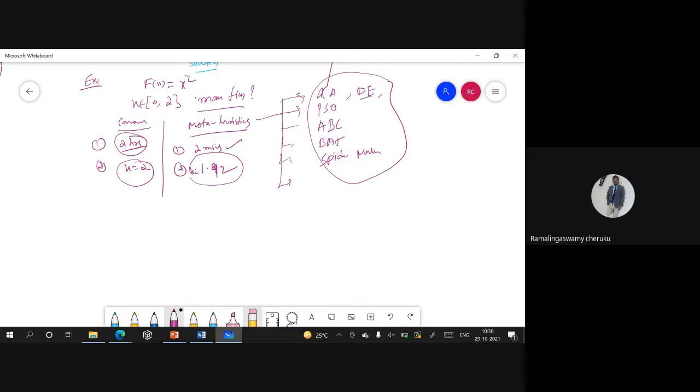So they differ only in the search strategy. Okay, everybody, the reason for this is, if you take ant colony optimization, they take the principles of how ants work. Suppose I keep sugar at some place, how does it identify the sugar and shift the sugar to their places by using the shortest path?